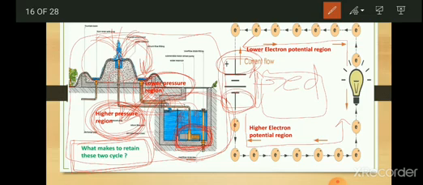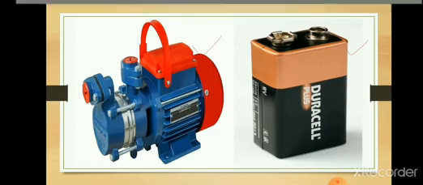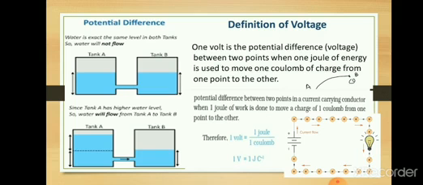This electron difference is made by the battery, student. This is very important, student. The potential difference, electron potential difference, makes the electron flow in the circuit. Student, both the pump and battery will do similar work. Let us see the definition of voltage.